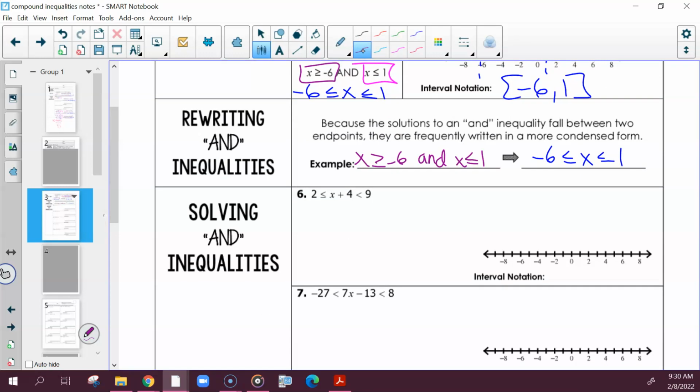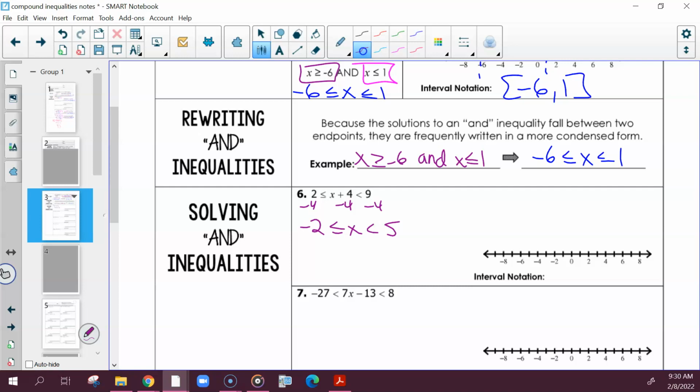So for 6, if I were to start solving that for x, I need to get everything away from x, just like normal. So I need to subtract 4, but when I do that, I'm doing it to both sides. So everything gets done together. So this would give me negative 2 is less than or equal to x, which is less than 5. Notice how it's already in that condensed format, so we don't need to do anything to that. And then we would graph it just like that.